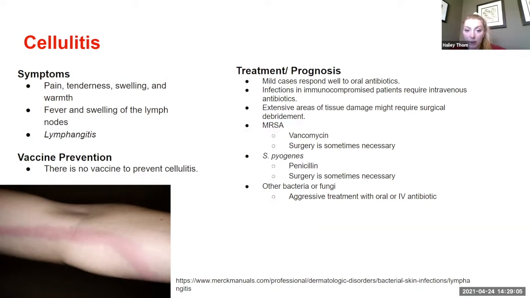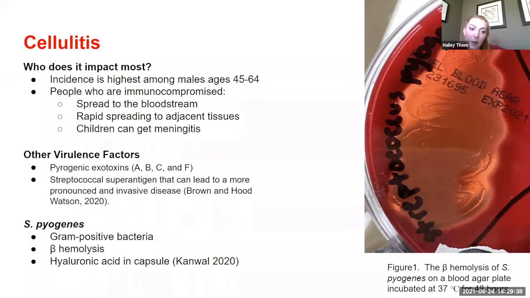With the treatment and prognosis, most mild cases resolve well with oral antibiotics. But if you're immunocompromised, sometimes you'll need intravenous antibiotics. And if there's extensive tissue damage, sometimes it needs to be surgically removed. With methicillin-resistant Staphylococcus aureus, vancomycin is used. And for Streptococcus pyogenes, penicillin is used. But with some other bacteria and fungi, a lot of the time it's just aggressive treatment with oral and IV antibiotics. So who does it impact most?